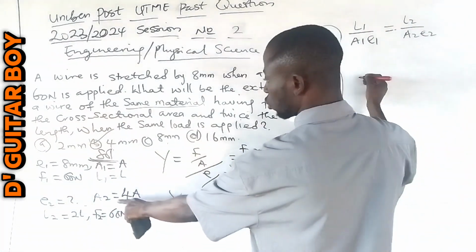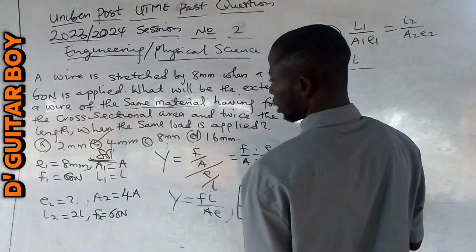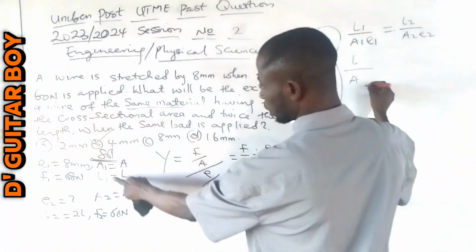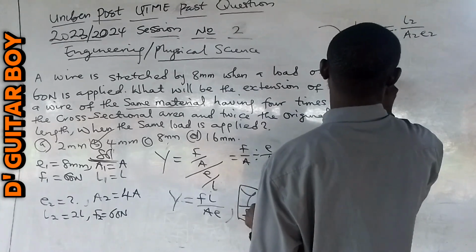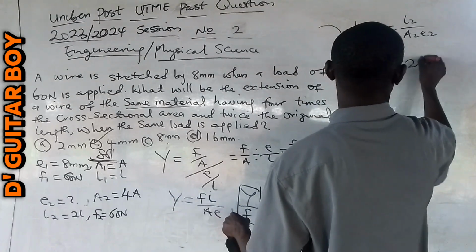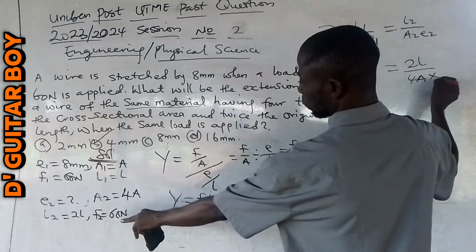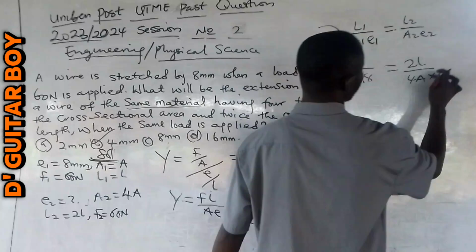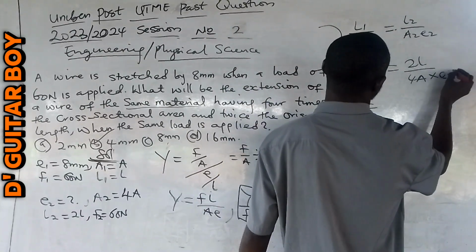So L1 from the question, from the parameter, L1 is L, A1 is A, then E1 is 8, which is equal to L2, which is 2L, A2 is 4A, times E2, which is what we are looking for. Then since E2 is what we are looking for, we make E2 the subject of the formula.